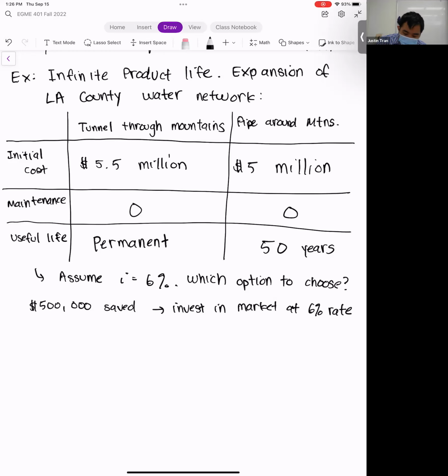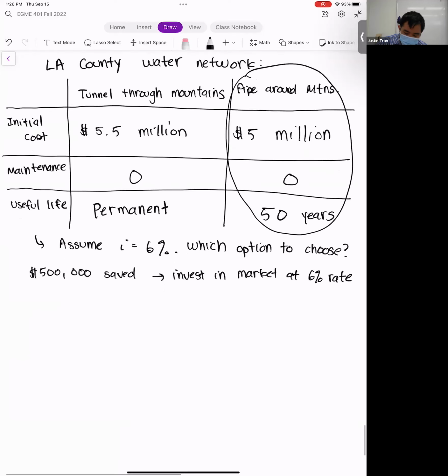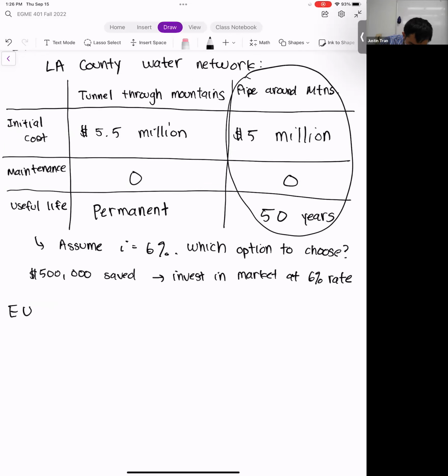And so actually let's do the pipe around the mountain. This one is relatively easy to do. We're going to compute the EUAW of the pipe, where we convert this cost to a uniform series. Our initial cost here is $5 million, so we're going to have a minus 5 million. Since that is the initial cost, that counts as a P, and we need to convert this to an A, right? We convert it to a uniform series. The conversion factor that we want is A over P. Our interest rate is 6%, and the time period is 50.